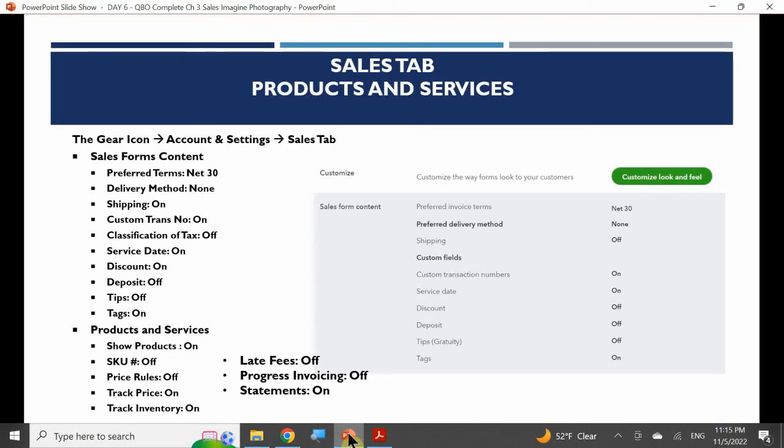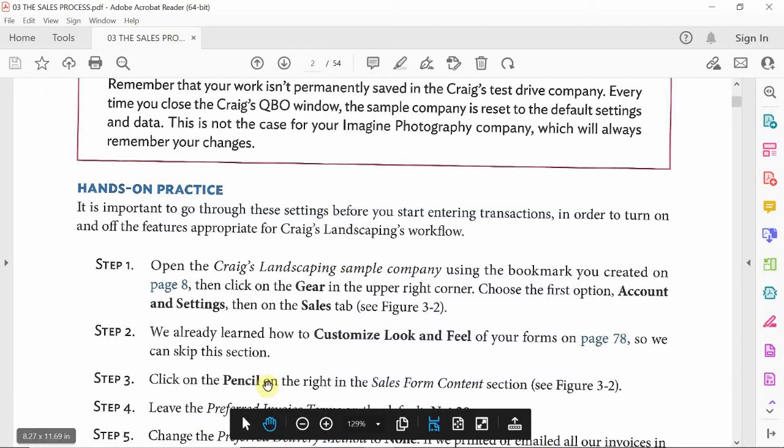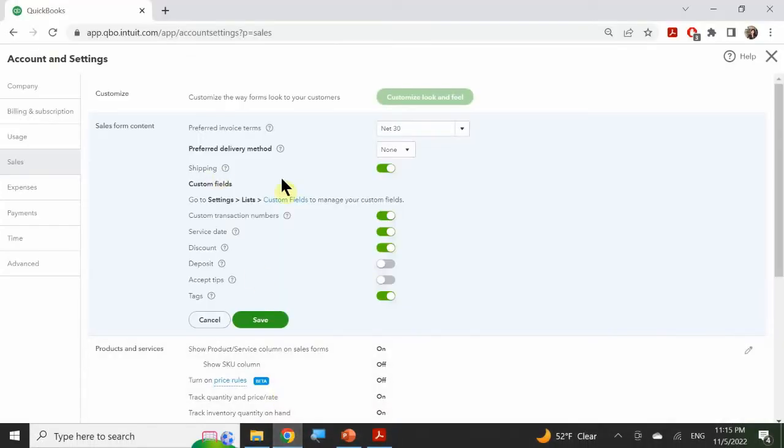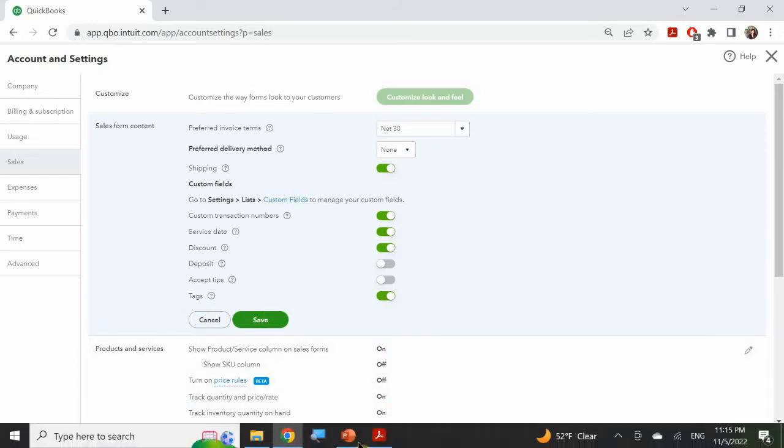We want to have discounts. We want to turn off deposits, and we want to have tips off as well. So we have discounts on, deposits off, tips off. We definitely want to have tags.